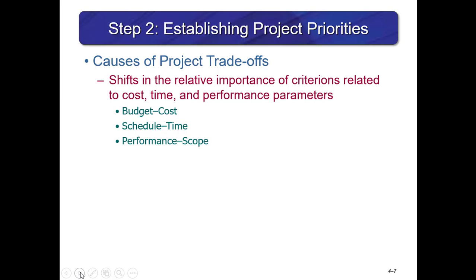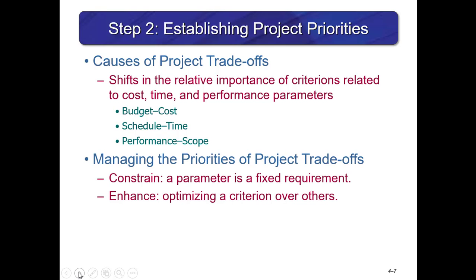Regarding project priorities, everything cannot have a number one priority, so there are trade-offs. And when you make a trade-off in priority, you are looking at trade-offs in the budget, the cost of the project, the schedule, the time taken to complete the project, and also performance and scope, as well as the quality of the project.